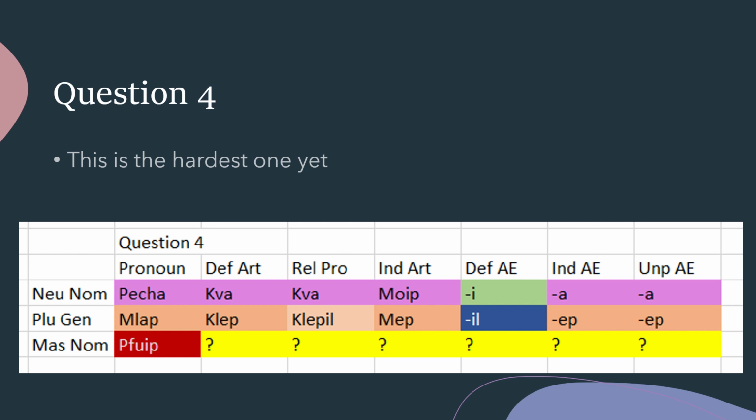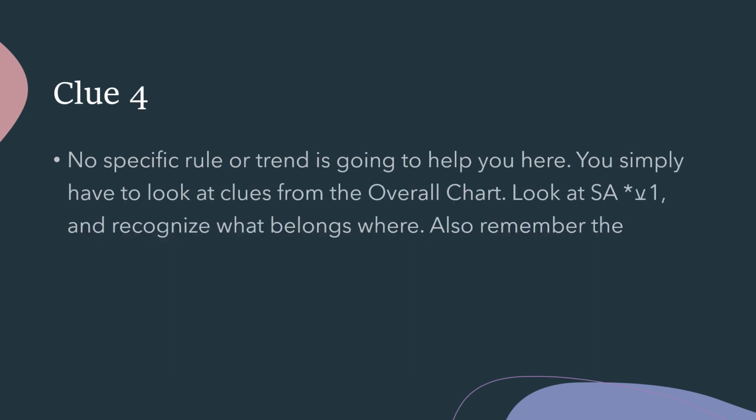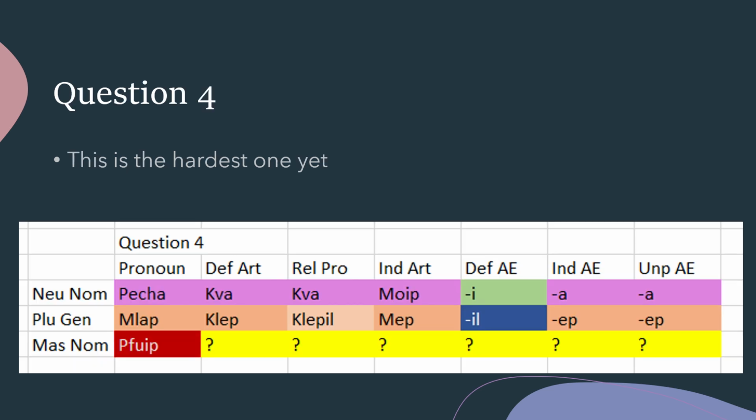So based off of that information, can you figure out what the masculine nominative is? Oh boy, there are a lot of different things you might need to try and remember. Let's take a look at the clue. There's no specific rule or trend that is going to help you here. That's true. You simply have to look at the clues that we learned on the overall chart. So look at the star comment 1 and recognize what belongs where. Also remember the... Wow, I didn't even finish this. Just remember the, guys.